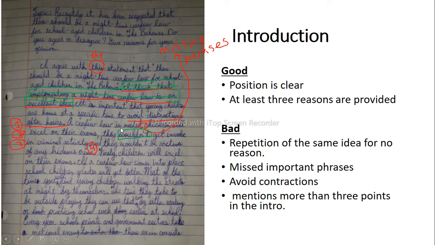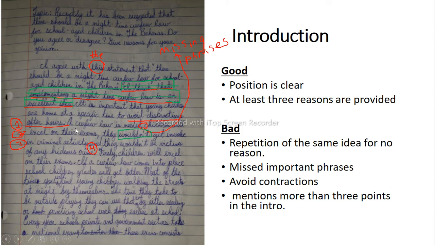What else could they do? Okay, children would excel on their exams. Isn't that connected to avoiding distractions? Yes, that's very good. It isn't really a different point. So to me, they only have two real points, if you ask me: that it stops them from getting involved in criminal activity, and it helps them to achieve academic success. That's what I see here.